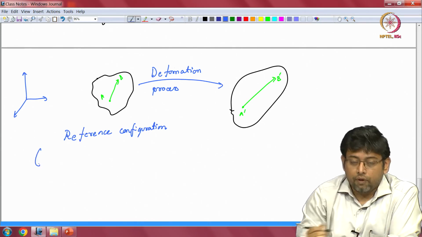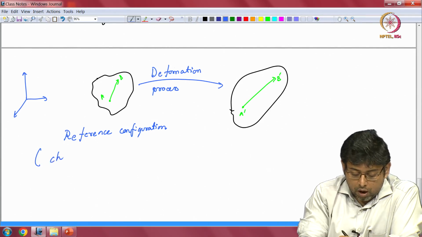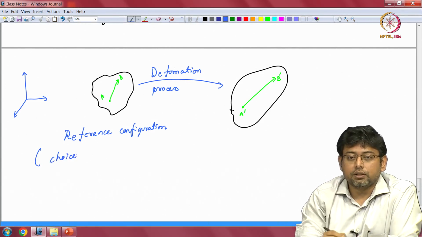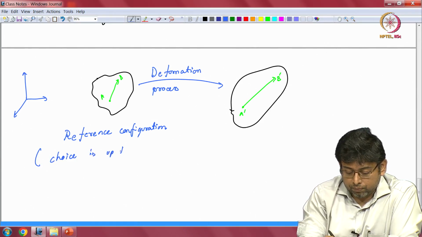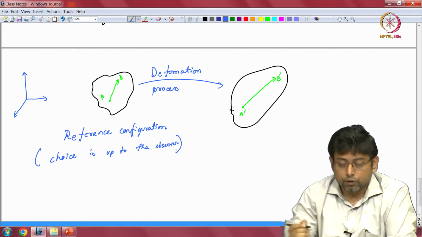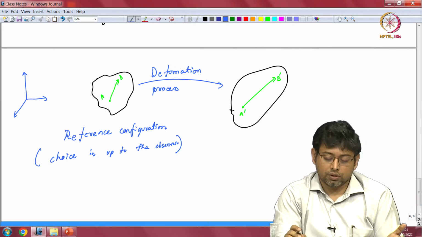Okay. Now I have to be very careful here, because the choice is arbitrary. This choice of the exact reference configuration is up to the observer, as to what you denote as the point with which you are going to compare the rest of the process.